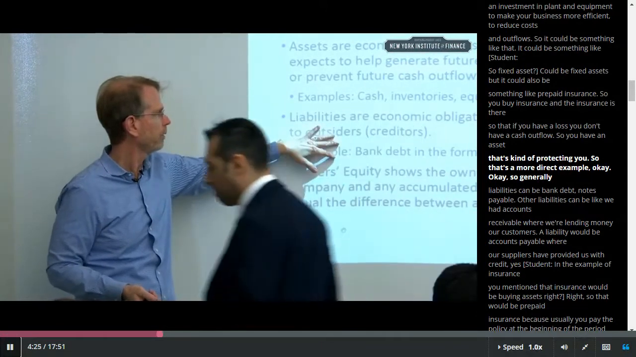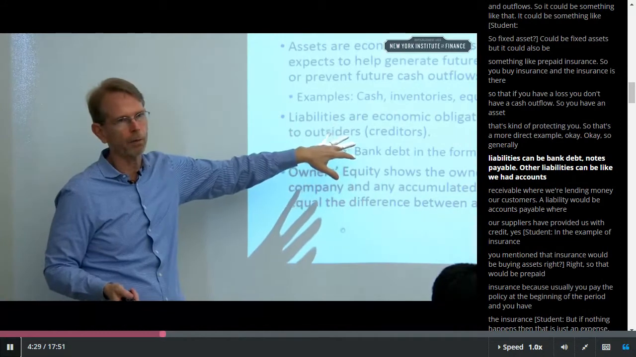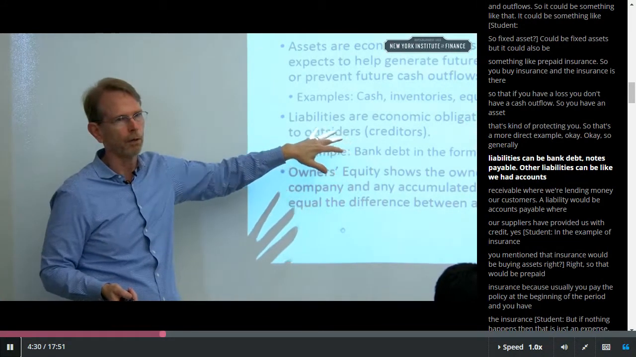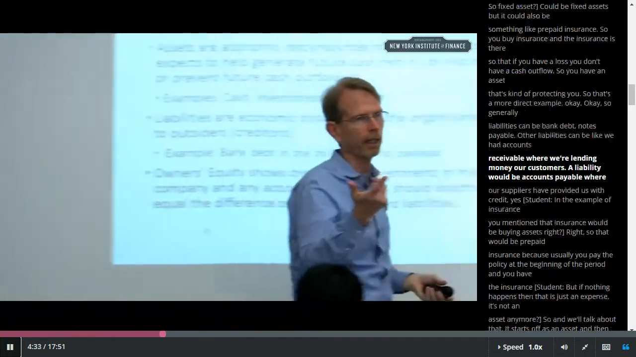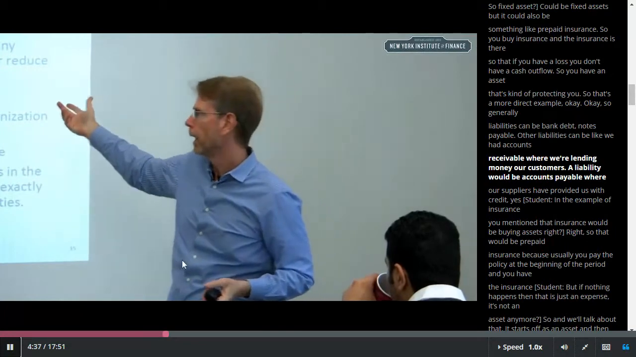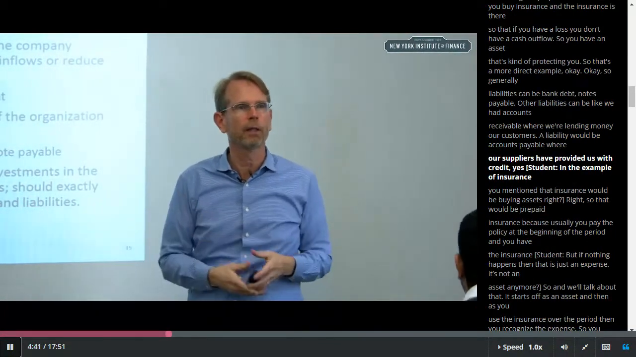Okay, so generally liabilities can be bank debt, notes payable. Other liabilities can be like we had accounts receivable where we're lending money to our customers. A liability would be accounts payable where our suppliers have provided us with credit.